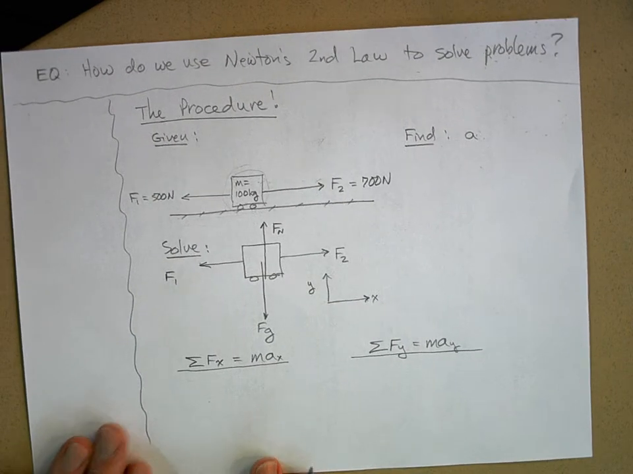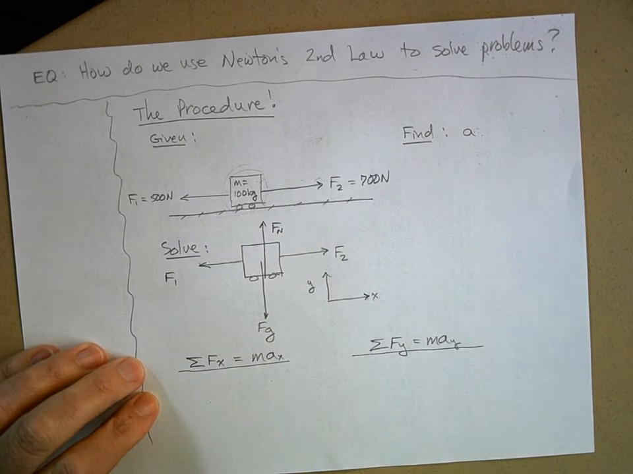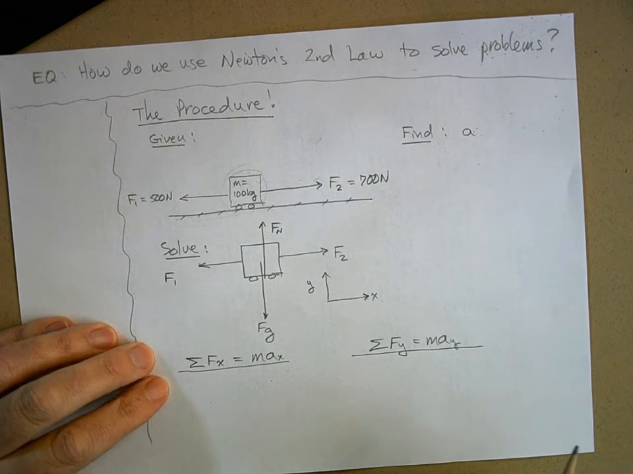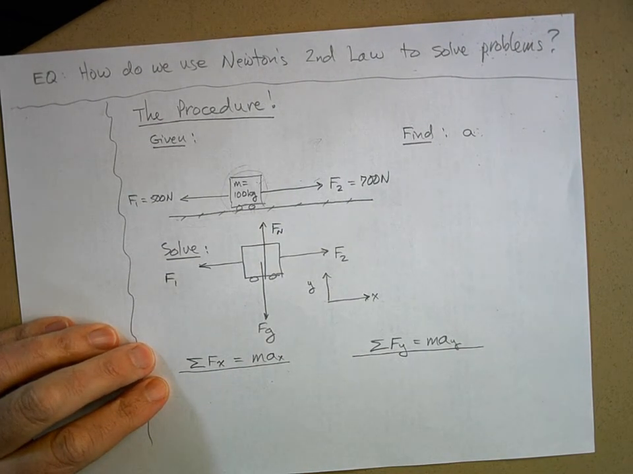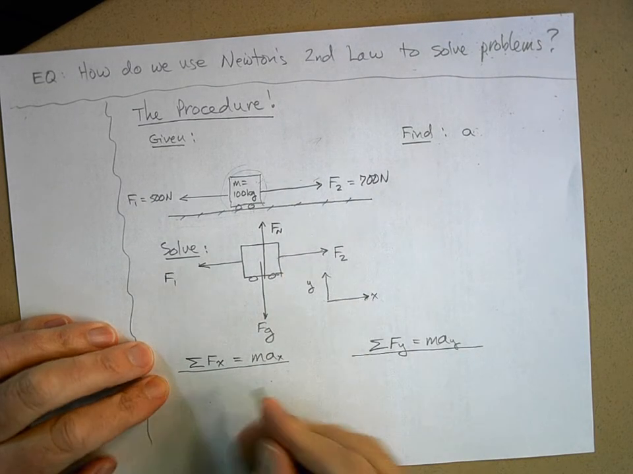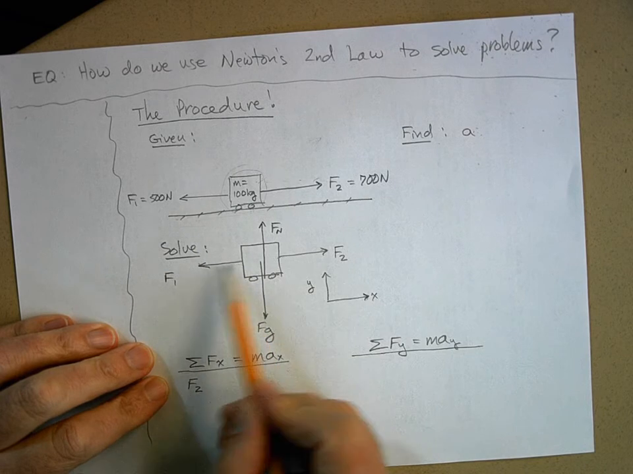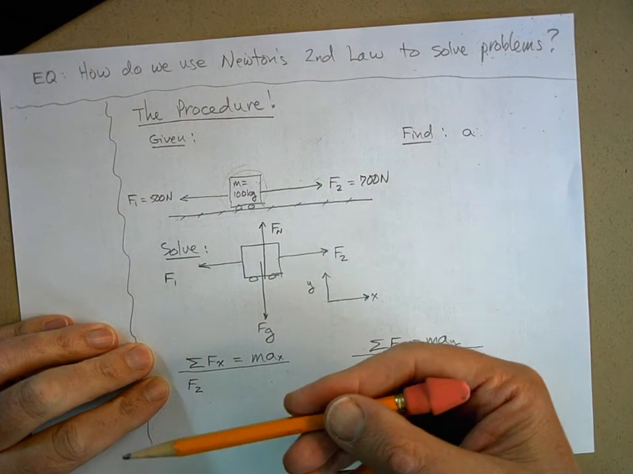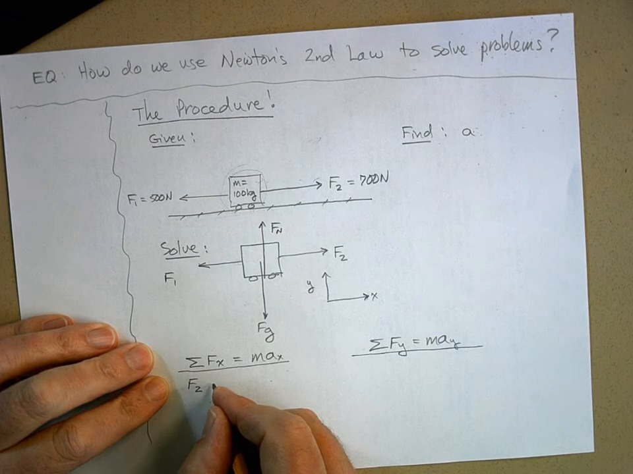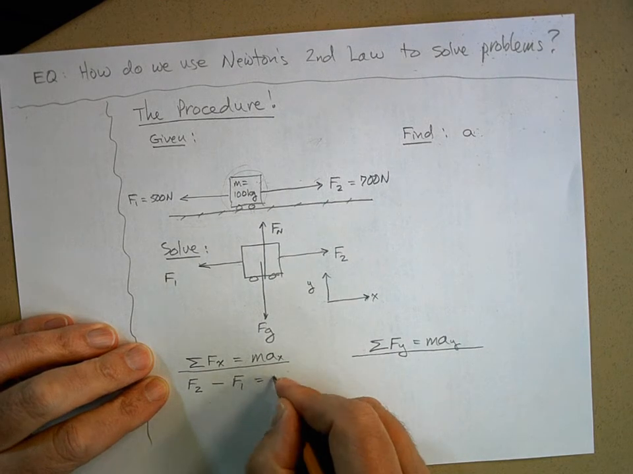Then I look at the free body diagram and I let it write this equation for me. I'm going to look in the x direction only. What are the forces acting on that crate in the x direction? Well, we've got F2 pulling in the positive x direction. So I'm going to go F2. And then, are there any others? Yes, there's F1, but notice that it's pulling in my negative x direction. So guess what I'm going to do? I'm going to put minus F1 equals ma.